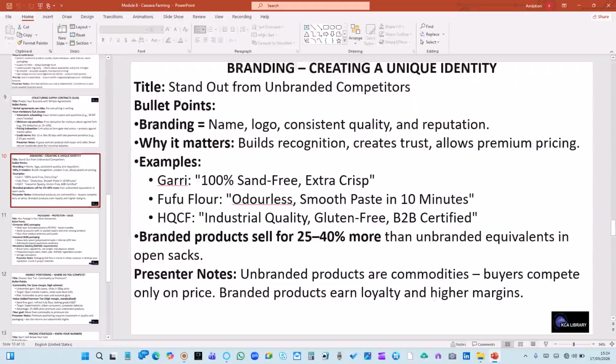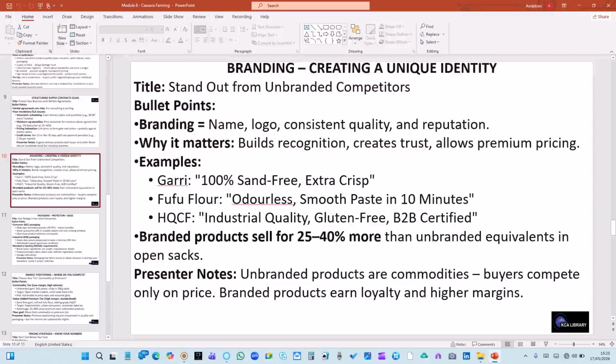Having known that, let us look at branding. That is creating a unique identity which stands out from unbranded competitors. Brand includes names, logo, consistent quality, and reputation. Why does it matter? It matters because it builds recognition, creates trust, and allows premium pricing. Examples of branding: for garri, you may use 100% sand-free and extra grips. For fufu flour, you may use words like odorless, smooth paste in 10 minutes. For high quality cassava flour, you may use industrial quality, gluten free, or B2B satisfied.